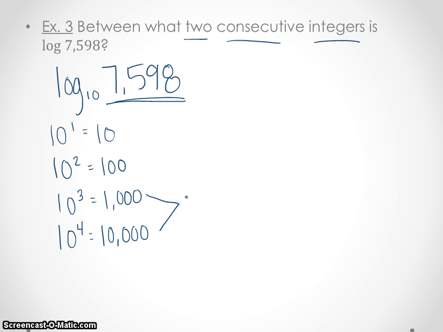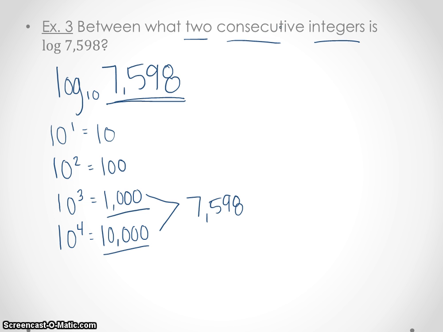So our 7,598 is going to fall right in between 1,000 and 10,000. Now I know you might be thinking, well, that's not very close to either one. Well, it's kind of close to 10,000, but it's just asking you to give a ballpark, and this is honestly the best we can do because we have log base 10 here.